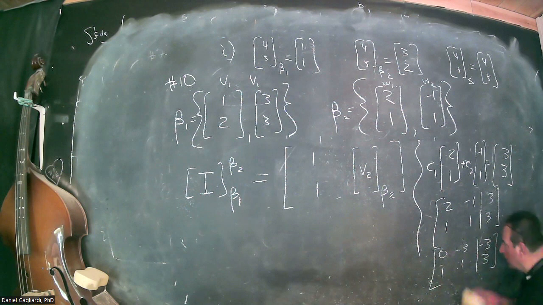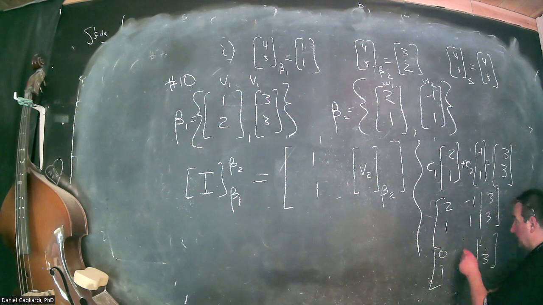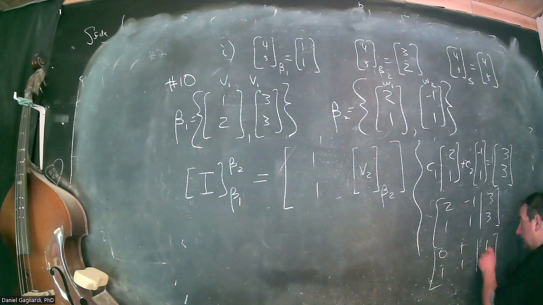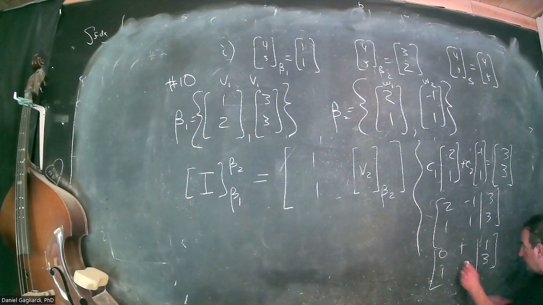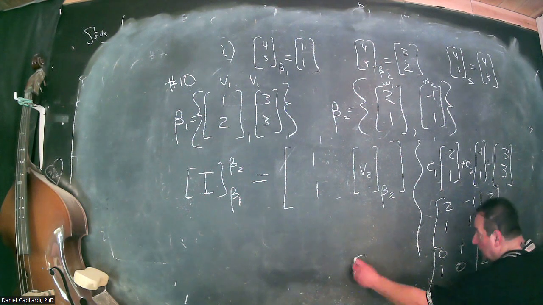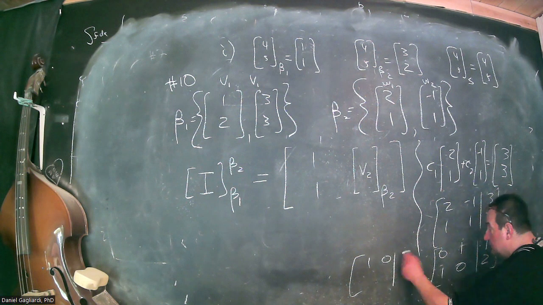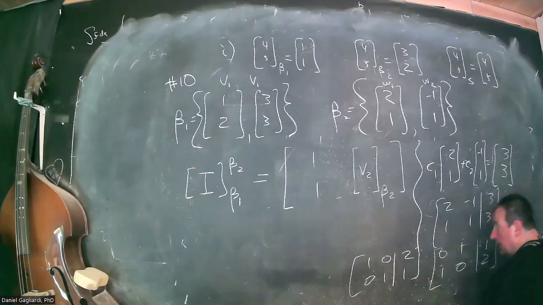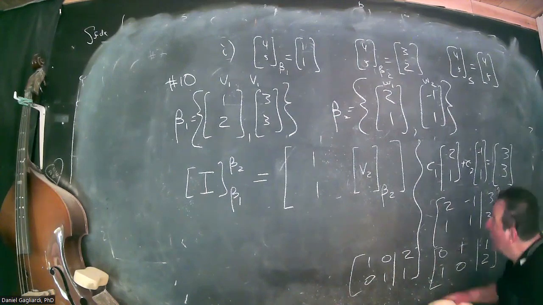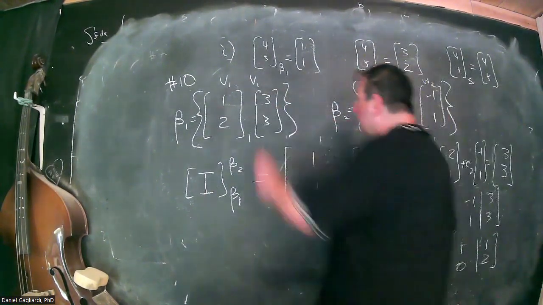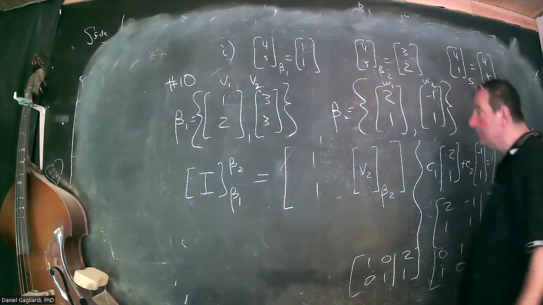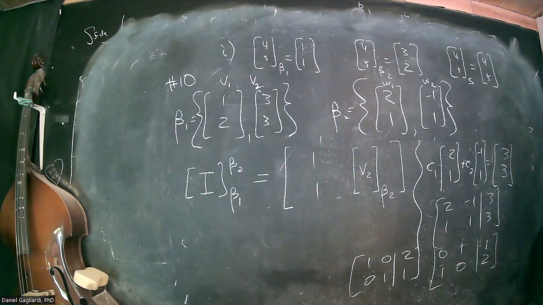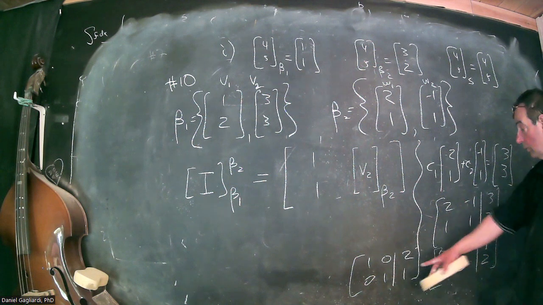Now I'll divide row 1 by negative 3. That gives me a 0, 1, 1. And then row 2 minus row 1. If I take row 2 minus row 1, I get a 0 here, and I get a 2 here. If I interchange these two, I have 1, 0, 2, and 0, 1, 1. That means that the coordinates of V2 relative to basis 2 are 2, 1. Those are the coordinates.